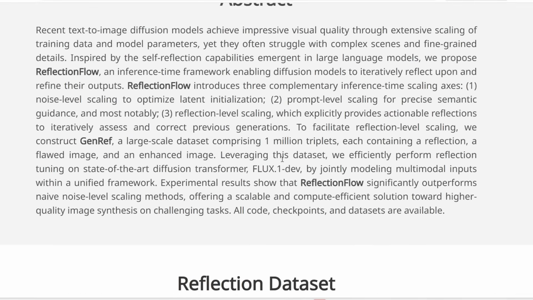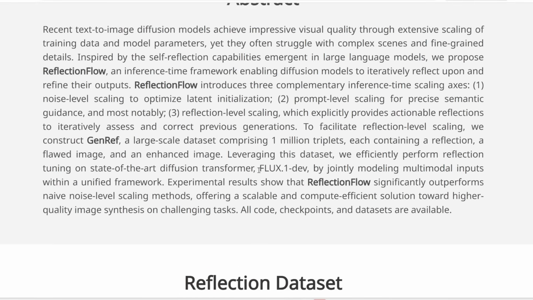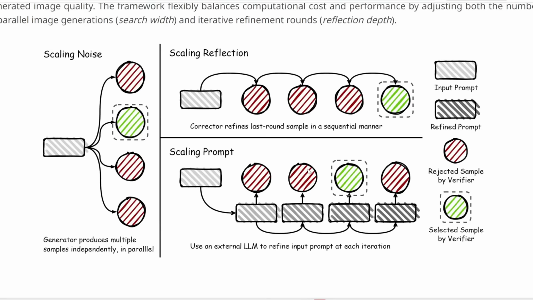And by the way, this ReflectionFlow is a plugin for Flux One Dev, which is one of the best open source image generators out there. And then really quickly, here's the process on how it works. So your prompt is first fed through this scaling noise component to get Flux to generate multiple images based on your prompt.